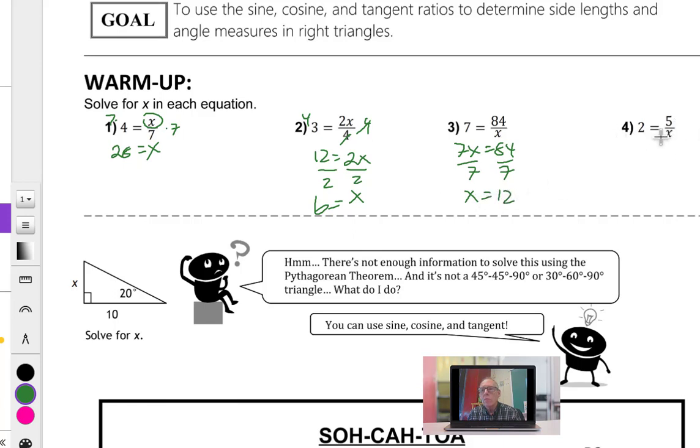For number 4, multiply both sides by x. 2x is equal to 5. Divide both sides by 2. X is equal to 5/2.